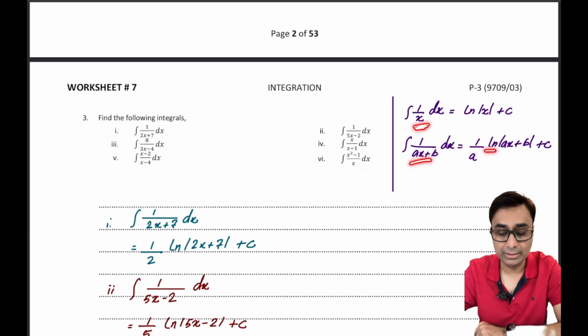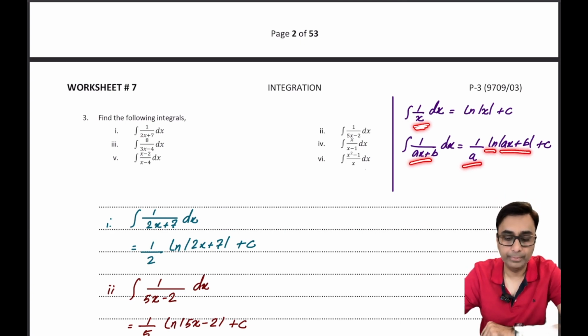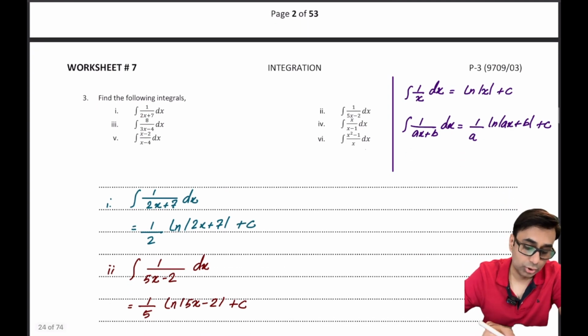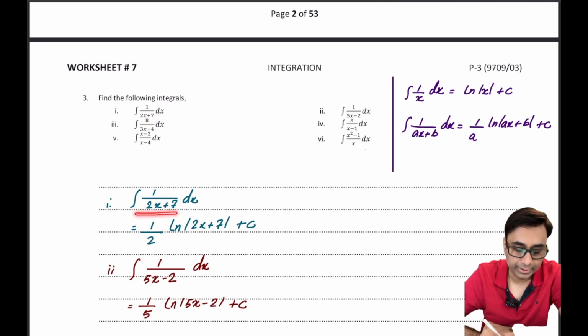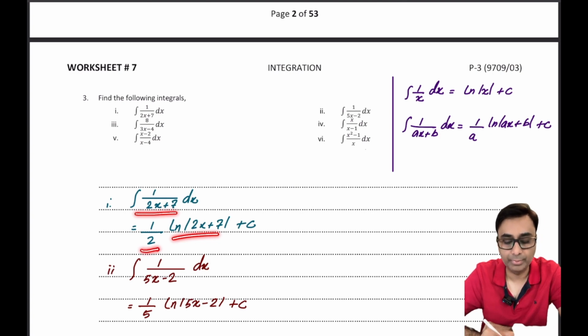It still is ln absolute ax plus b, but you have to divide it by a. That's what you're going to do here. So if I have to integrate 1 upon 2x plus 7, I will say that 1 upon 2x plus 7 integrates to ln 2x plus 7. Since it's a linear function, I'm going to divide it by 2.